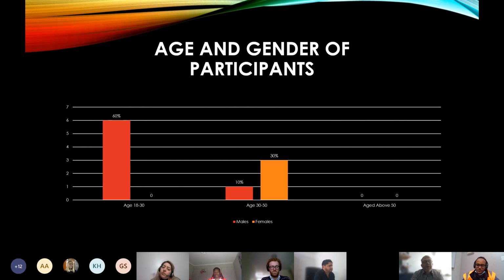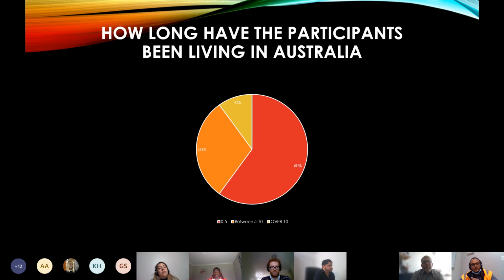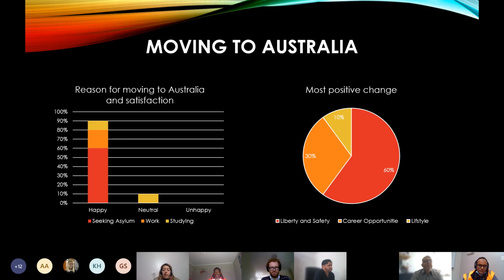Moving to the next slide, we noticed that 60% of our participants were new arrivals in Australia, having lived here for less than 5 years, with only 10% of the participants having lived in Australia for over 10 years. In the next slide, that relates to the questions we asked the participants in regards to why they moved to Australia, their satisfaction of living here, and what the most positive changes were for them.